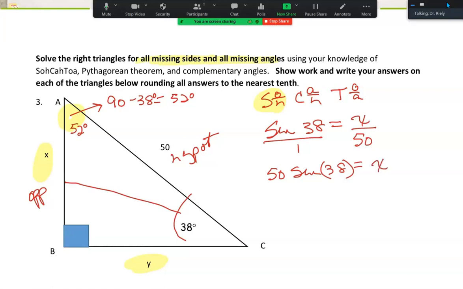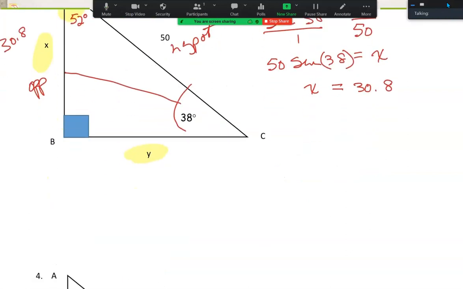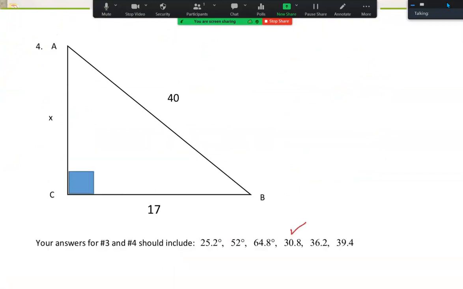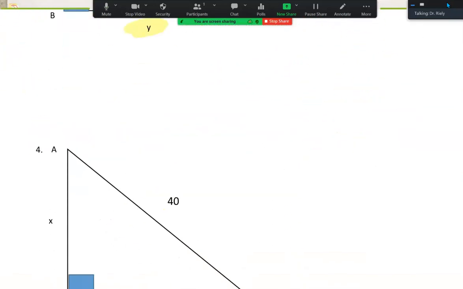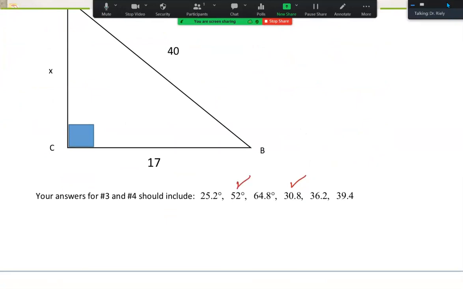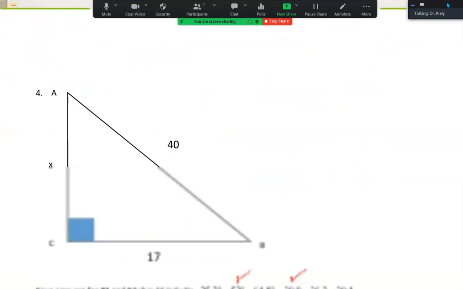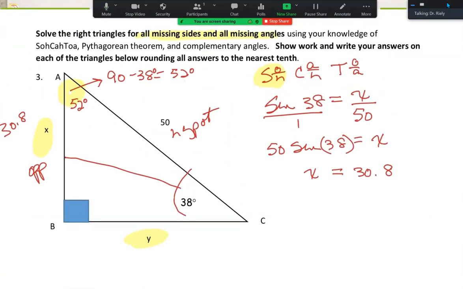And what will X equal? So it looks like X is going to equal 30.8. Okay, so I get 30.8 for X, and I'm looking down here, and that checks. I also had 52 for the top angle. That checks. So let's see what else we can get. We're still missing side Y. So let me box this off.